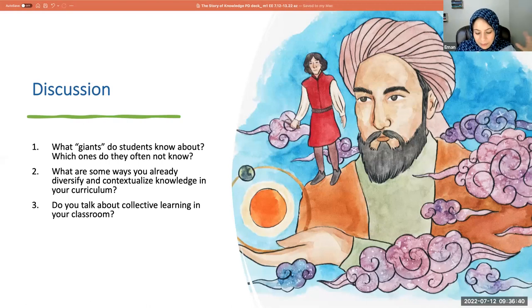So now we've got an impression of how we might expand our story of knowledge, and I want to connect it to our classrooms and breakout rooms to give folks a bit more chance to grapple with the questions and discuss. What I'd like us to do in the breakout rooms is to talk about, in your classroom, what giants do students already recognize? Who are the familiar people? And depending on what class you teach, it'll be quite different, right?